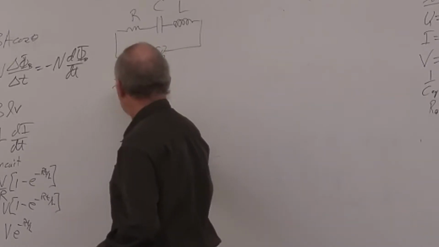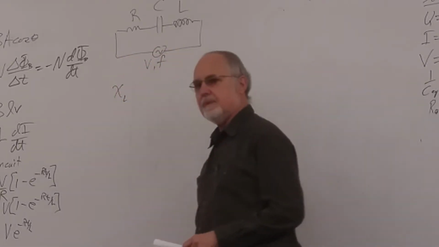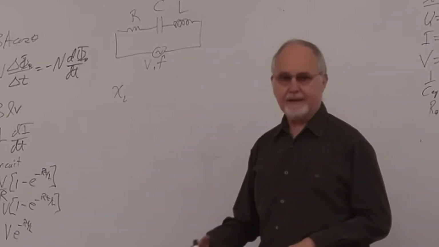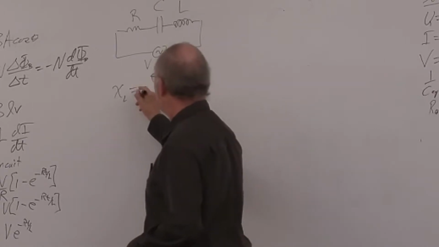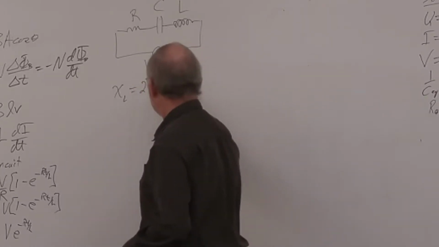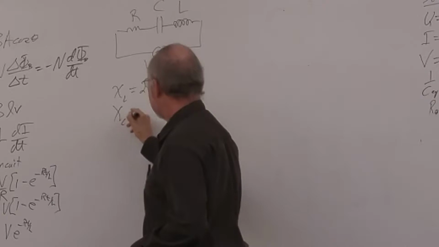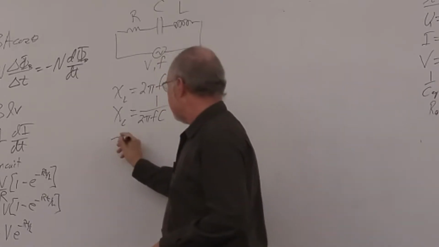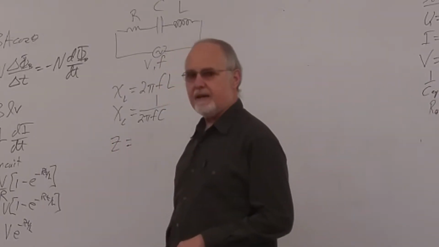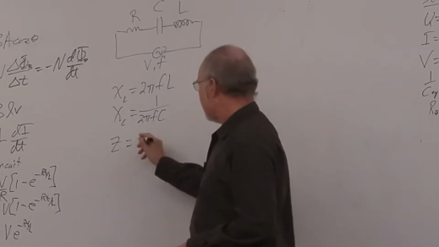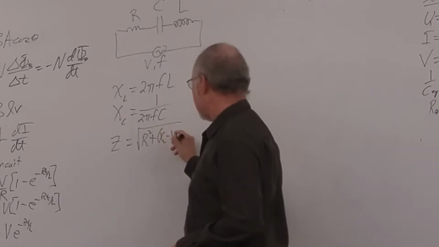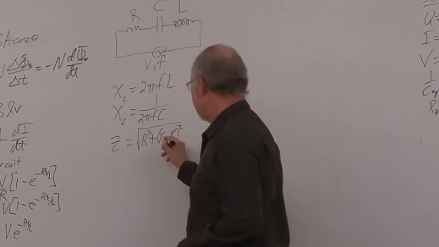Then the Chi sub L, which is the inductive reactance, the effective resistance of the coil in the AC circuit, was 2 pi F times the inductance. The Chi sub C, capacitive reactance, is 1 over 2 pi F times C. The total resistive effect, or the impedance, was the square root of R squared plus (Chi sub L minus Chi sub C) squared.